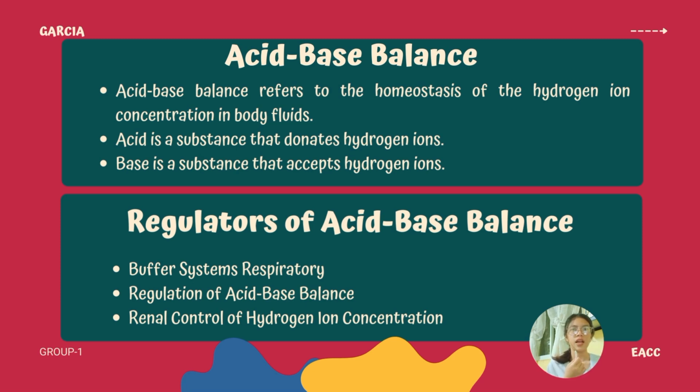So, our kidneys and lungs, ito yung mga organs na nag-work to maintain the acid-base balance kasi even slight variations from the normal range is pwede magkaroon ng significant effects on our vital organs. Sabi rin dito, acid is a substance na nagdodonate ng hydrogen ions while yung base naman yung substance na nag-accept ng hydrogen ion. Dito naman sa regulators ng acid-base balance, may tatlong i-discuss. The pH of blood is controlled by three systems: chemical buffering, respiratory function, and renal function.